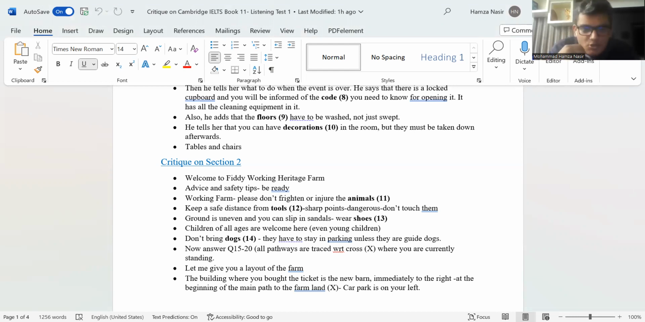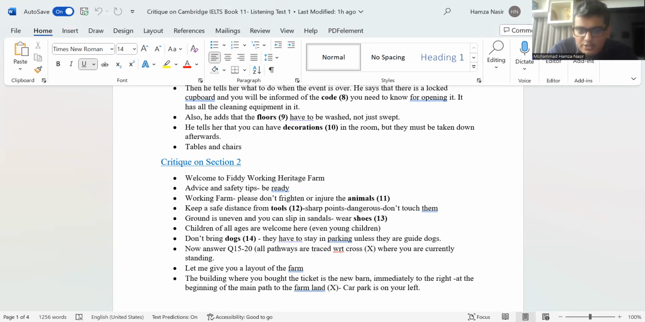Then number 12, they said, do not touch any. So they say keep a safe distance from tools. They got sharp points. They're dangerous. Don't touch them. Therefore, the answer for question 12 is going to be tools. Next up, they say wear dash. Question 13. So they say the ground is uneven and you can slip in sandals. So wear shoes. The answer for 13 is going to be shoes.